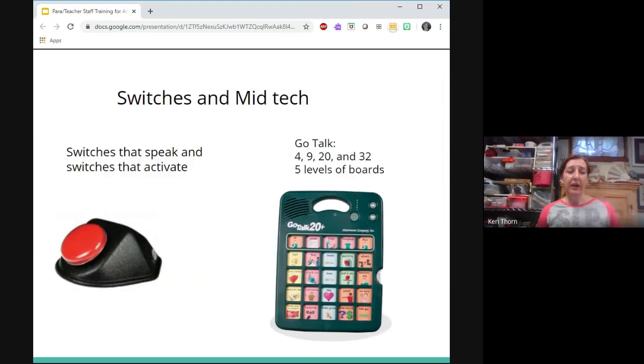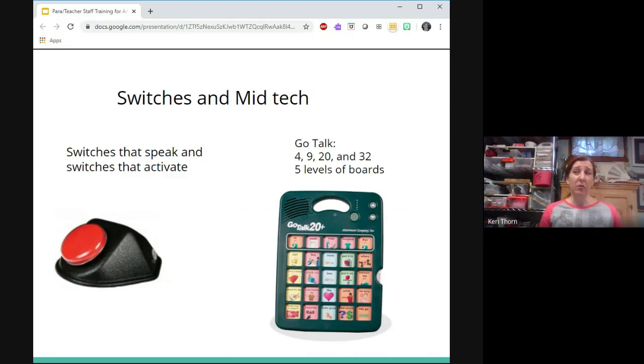Okay. And then some of our lower tech and mid tech stuff. So we have some students that use switches where they tap the button and it says a single word or may say a phrase, or it may tap a button and it activates something, meaning it turns like a toy on or something like that. The second kind is what a lot of students have, our Go Talks. So the limitation to these is you're stuck to only 5 levels. So if you have a Go Talk 20, you've got 100 words, and that's what you're limiting their entire vocabulary to, which sounds like a lot, but when you're talking about all the words they say throughout their day, it does have some limitations to it.